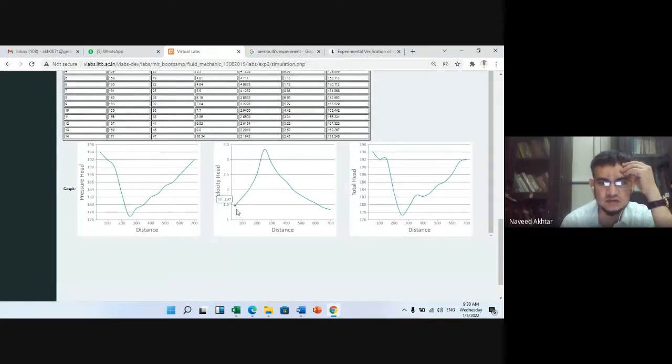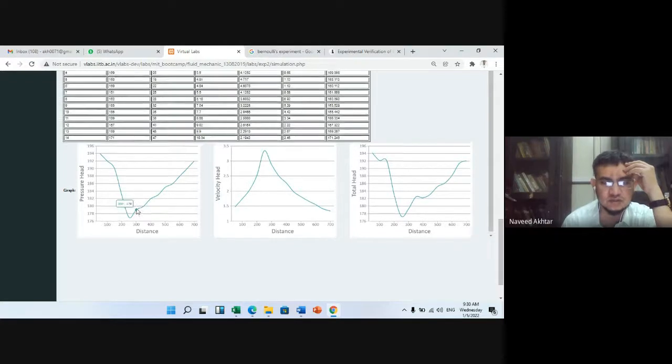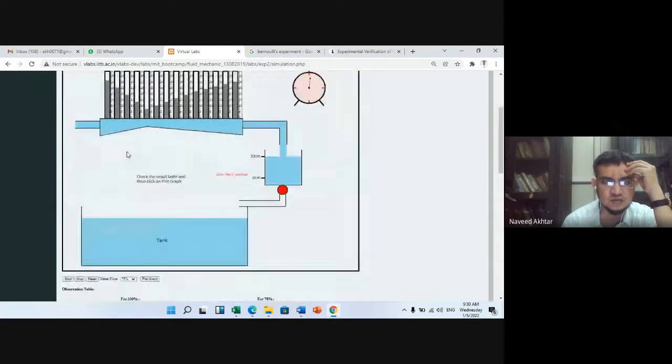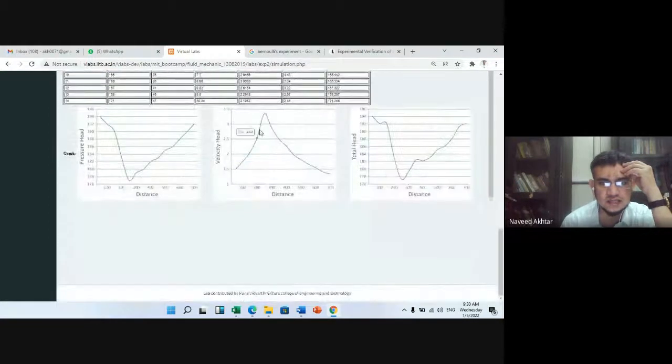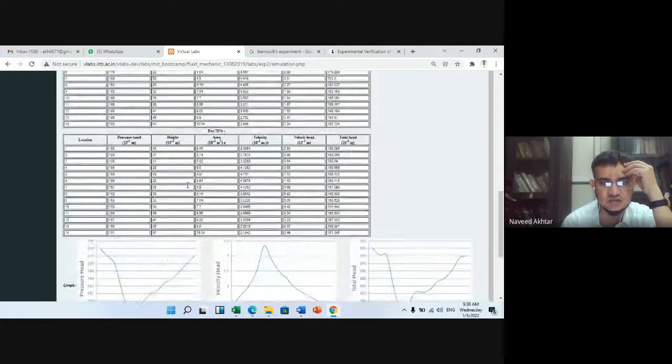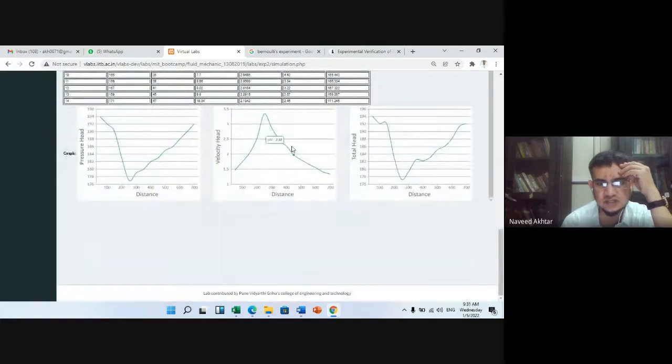Okay. So the velocity head, if we see v squared by 2g, the velocity is increasing up to the fifth cross section, fifth tube. 1, 2, 3, 4, 5. Here velocity is too much, it is very high. And then again in the divergent section, the velocity is reduced. Again the velocity head you can see is reduced for another 4 meters.